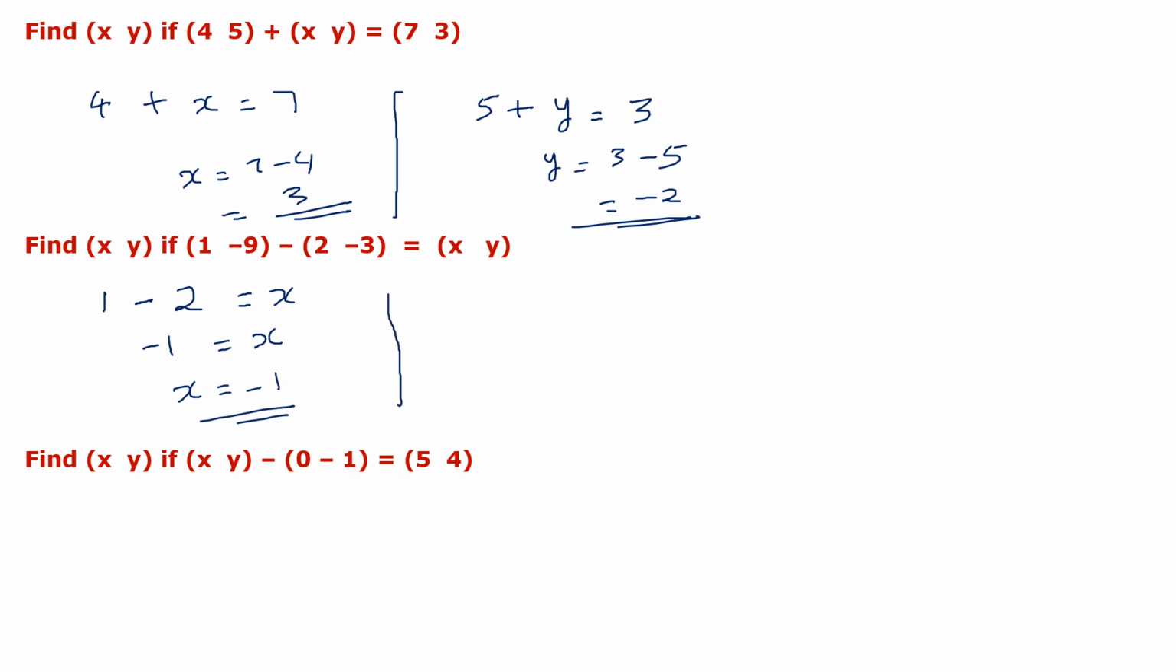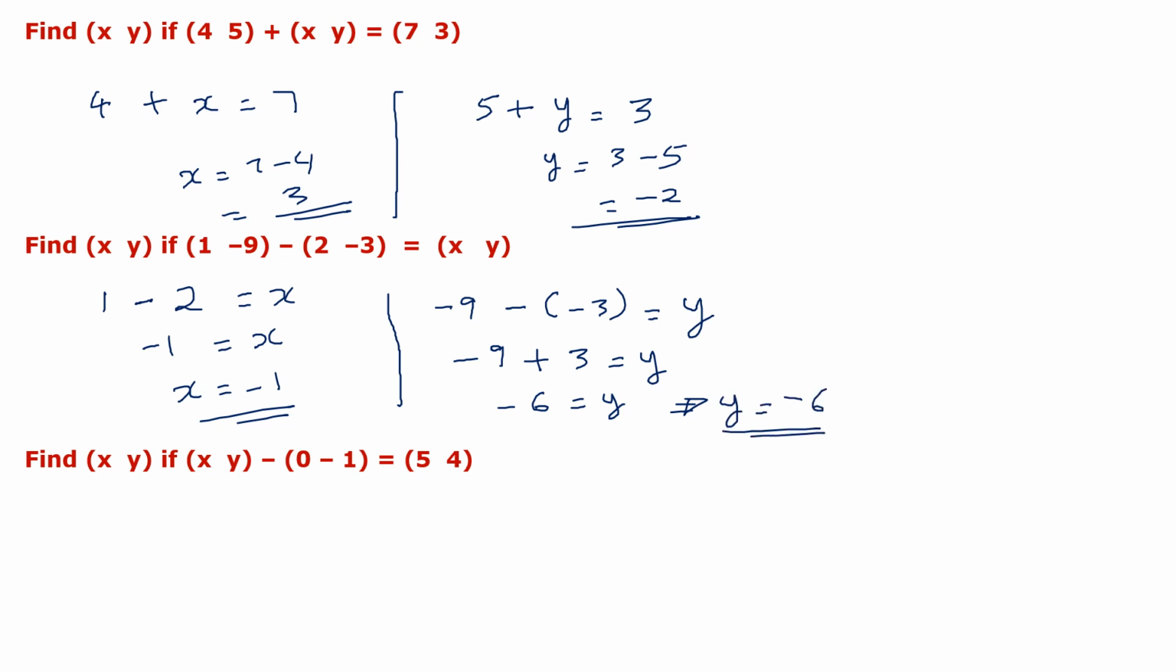So in the same way, how to write it? Minus 9 minus of minus 3 is equal to y. That is minus 9, and this minus of minus is plus. So minus 9 plus 3 is equal to y, or this is minus 6 is equal to y, which means y is equal to minus 6. So x is equal to minus 1, y is equal to minus 6.